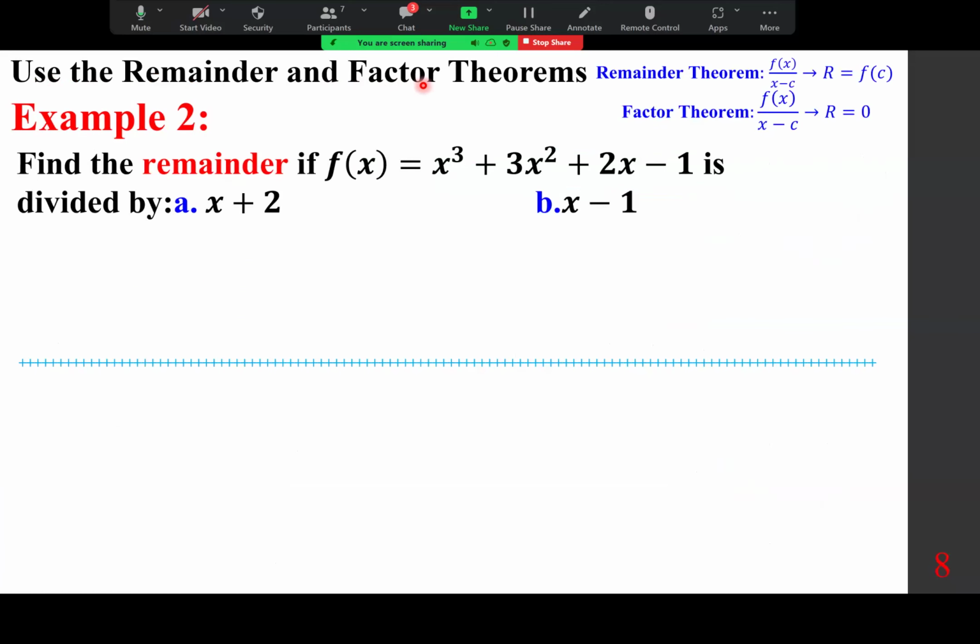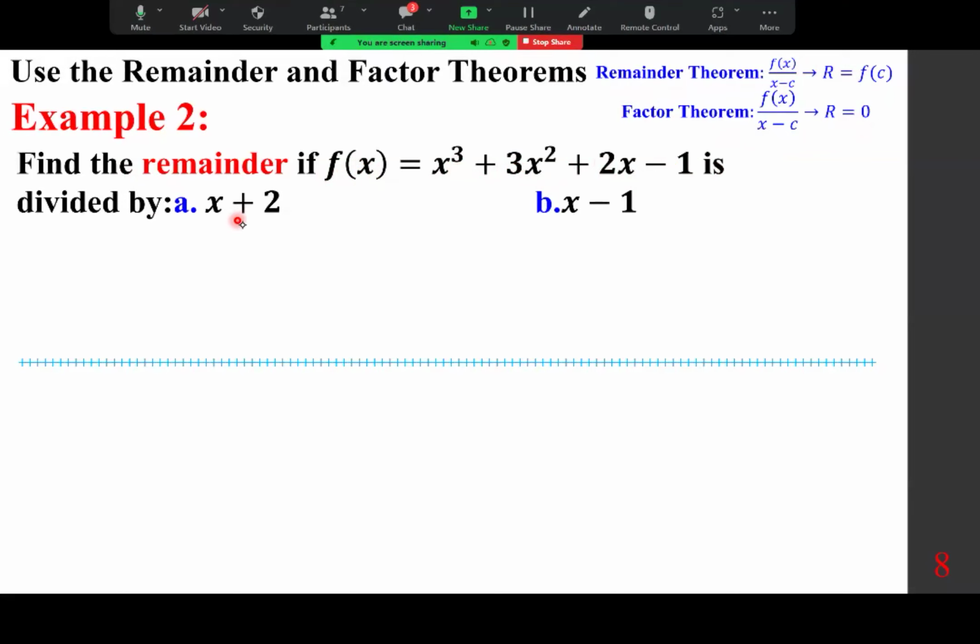Use the remainder and factor theorems, and reminding you, remainder theorem, basically f of x divided by x minus c, you plug in c and evaluate it into the function. Factor theorem, you do the same thing and it ends up being 0. So find the remainder if f of x is given as x cubed plus 3x squared plus 2x minus 1, and we want to divide it by x plus 2.